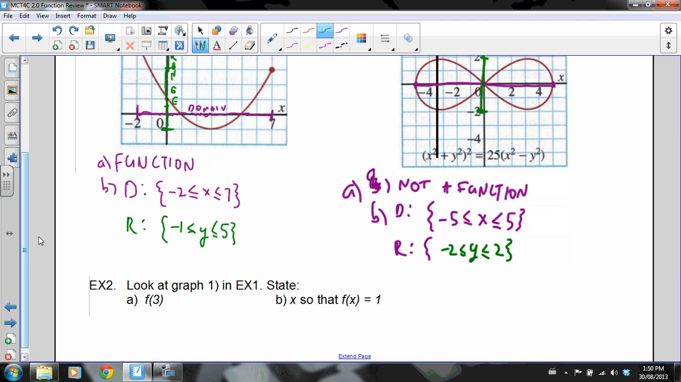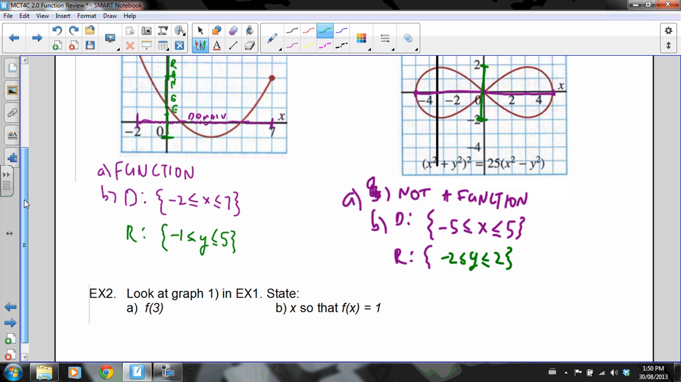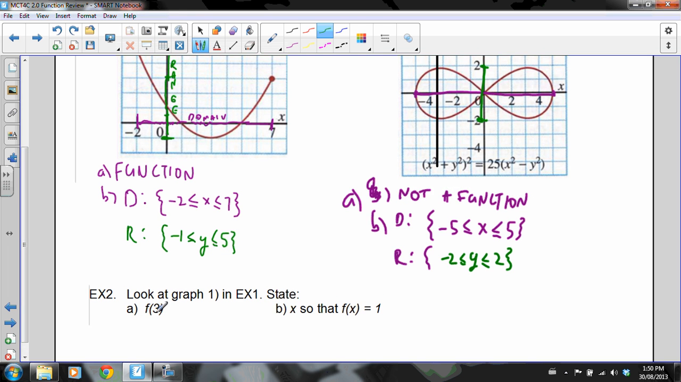Is there anything else down here? Oh, there is. It says look at graph 1 and example 1. So that's this one, which kind of looks like a problem. It says state f at 3. Well, what does that mean? Well, f at whatever is an output value. So it's asking for an output value when the input is 3. An input of 3, what's the output? There's the input of 3 right there. What's the output? Well, I go bounce off the graph. It's -1, isn't it? So I'd write input of 3, output of -1. That's all I have to do.